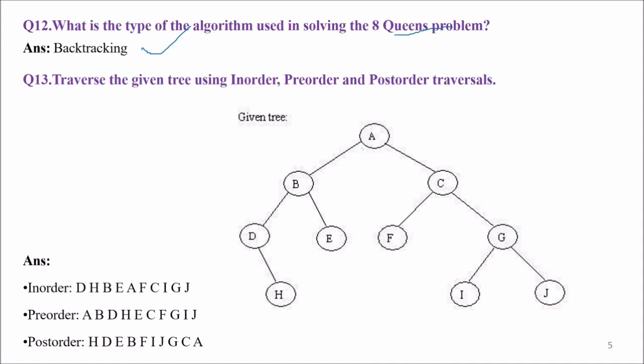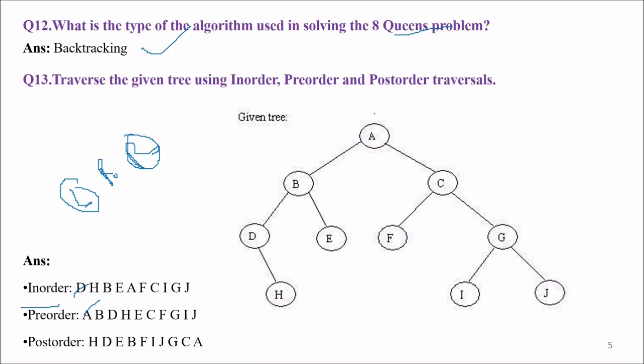In order, pre-order, and post-order. In order, what we do is, first we go to the left subtree or left node. Then we go to the node, that is the root, and then we go to the right one. So this is root. I'll do the in order for you and leave pre-order and post-order for you.